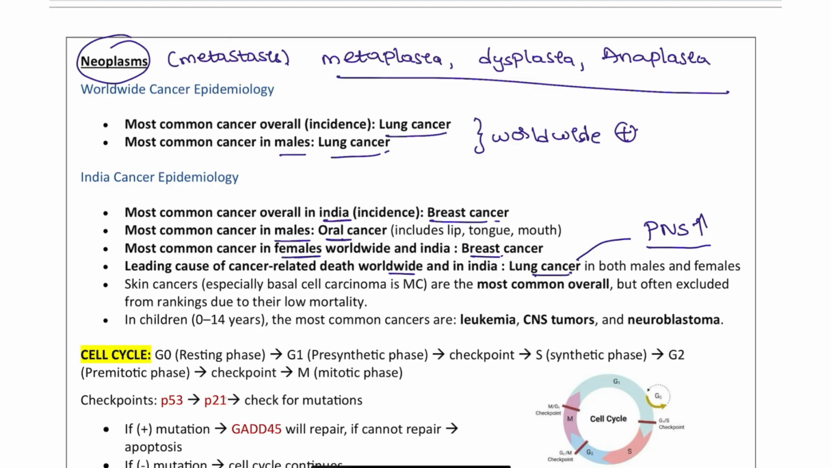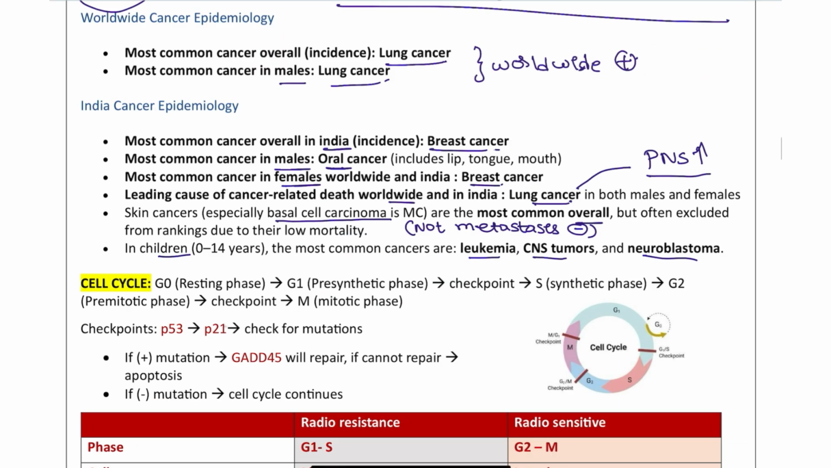And skin cancers, most commonly the basal cell carcinoma is most common overall. And the important thing about the basal cell carcinoma is it does not have metastasis. Okay, metastasis is absent in the basal cell carcinoma. In children, the most common are leukemia, CNS tumor, and neuroblastoma.